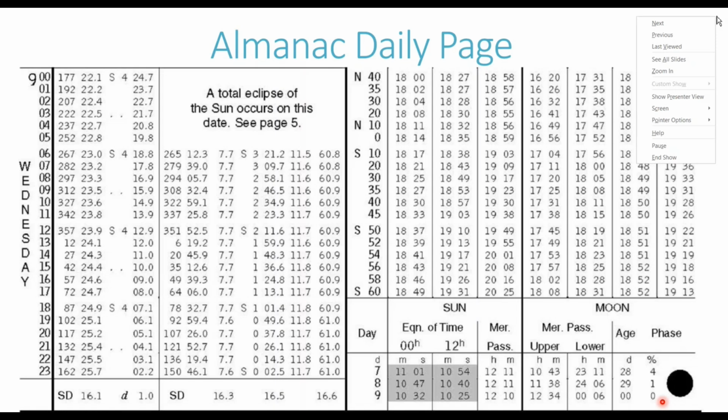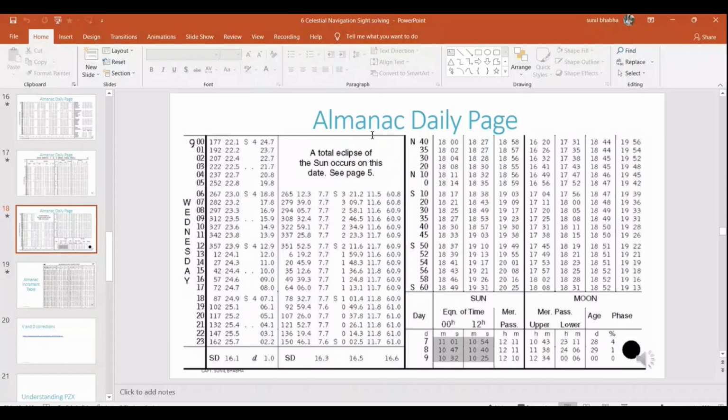Okay sir. Okay, the last page doesn't give you the HP. Last page gives you the HP correction. Yes sir, the correction for upper limb and lower limb. Okay sir. Yes, that's right. It gives you the HP correction for the altitude correction of the moon.